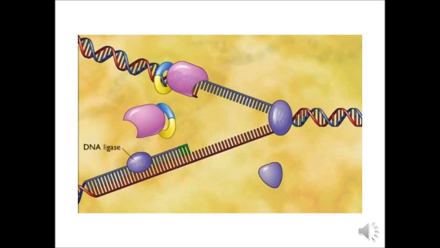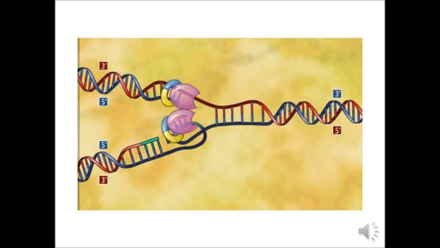So what happens at the end of replication? The ends of linear chromosomes are called telomeres. They contain repeats of 6 base sequences. So attached to the 5, you're going to have TTAGGG, for example, a 6 base sequence.